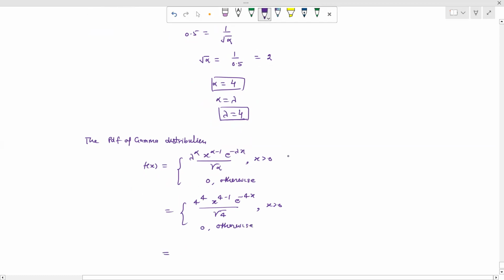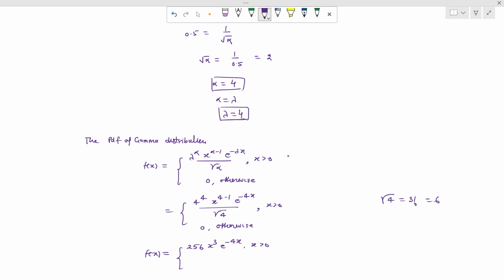So we simplify this. So f(x) is equal to 4 raised to the power 4, so this will be 256, and here is x cube e raised to the power minus 4x, x greater than 0, upon gamma 4. What is the value of gamma 4? The value of gamma 4 is equal to factorial 3, means 6. So here we put it as 6. And 0 otherwise. We know the relation between gamma and factorial: gamma of n plus 1 is equal to factorial n.